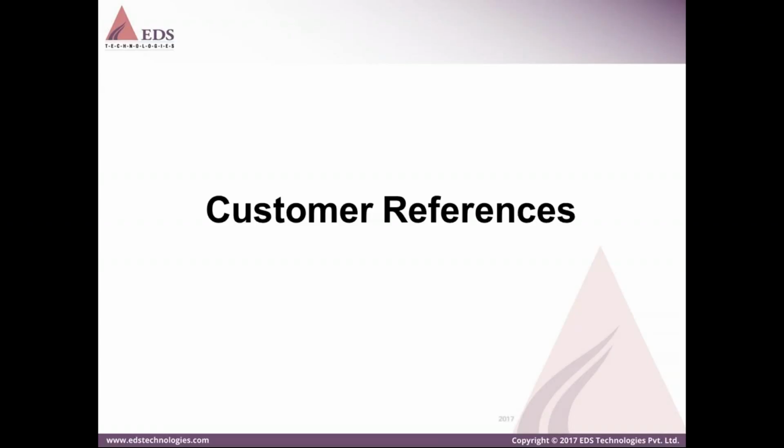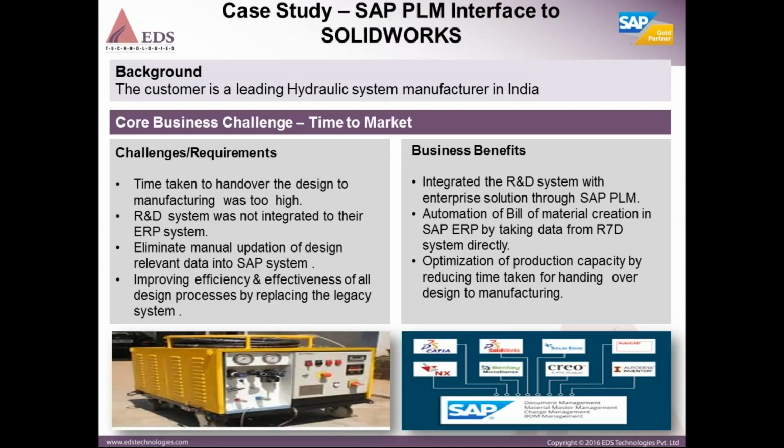We have certain customer references where we have done all these for you. One of them is a customer in Delhi, a leading hydraulic system manufacturer in India, where R&D was not connected to SAP first of all, and they did not have a collaborative environment with the manufacturing, quality, and procurement teams. We brought in a system wherein the design departments are now able to collaborate with other business departments seamlessly.